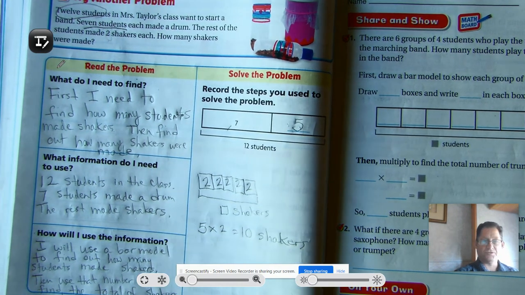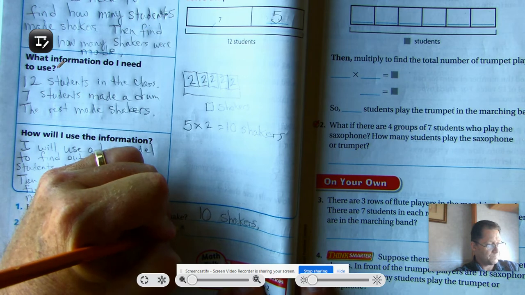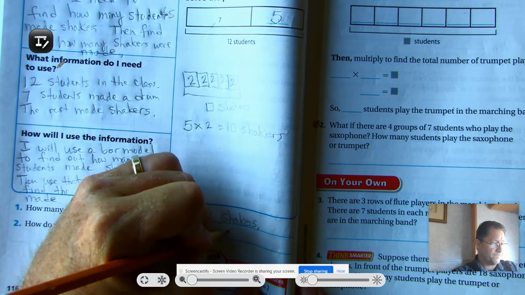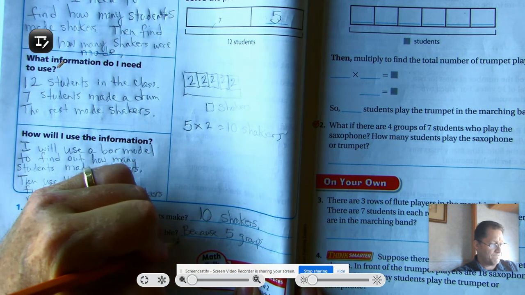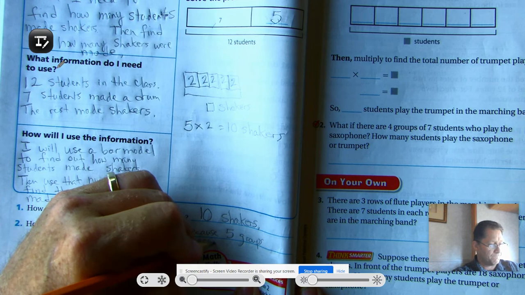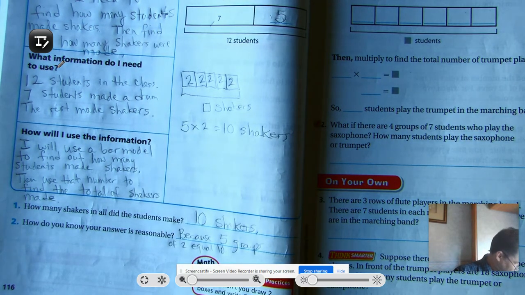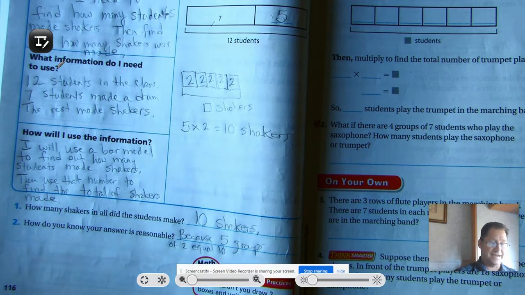How do you know your answer is reasonable? Because 5 groups of 2 equal 10. You could also skip count by 2s to get to 10. 2, 4, 6, 8, 10.